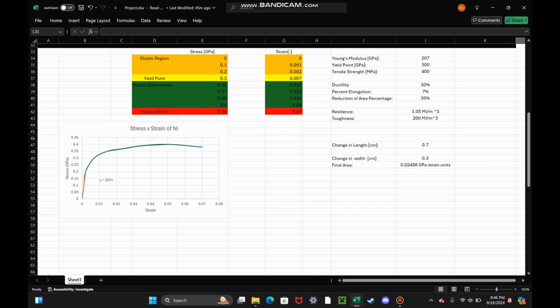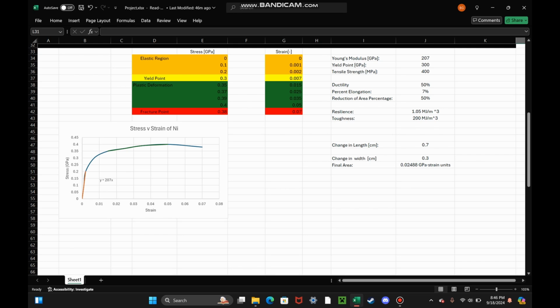Shown above, the curve can be broken down into 4 subsections. The first section, the elastic region, starts at 0 and it ends at 0.2 gigapascals, or 0 to 0.002 strain units. The second subsection is the yield point, which is 0.3 gigapascals, or 0.007 strain units.